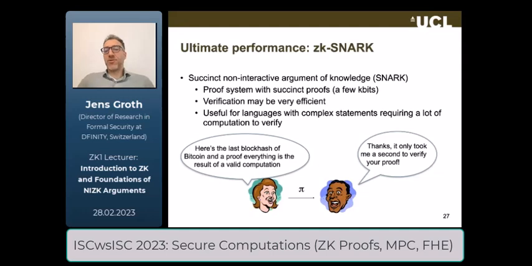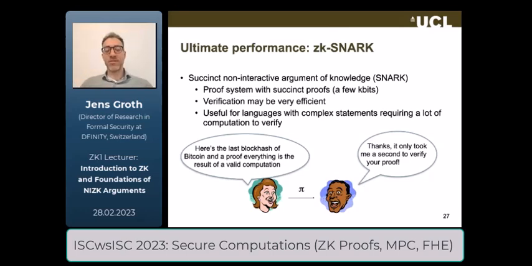And it's very useful if you have a language which has complex statements with a large witness and requiring a lot of computation to verify. Then it's really nice if you have a SNARK, right? Because you can create very small proofs and it's very efficient to verify, even though it's these kinds of complex things, right? And people actually use that a lot.